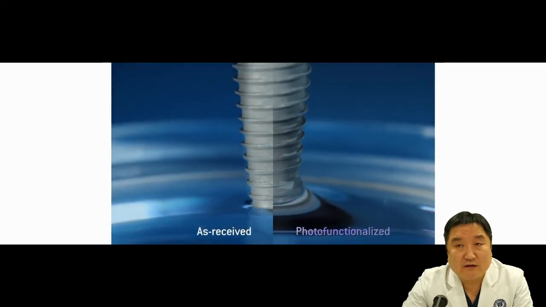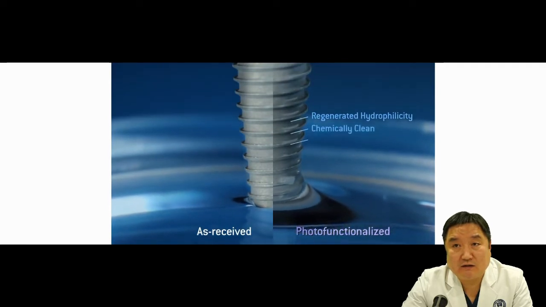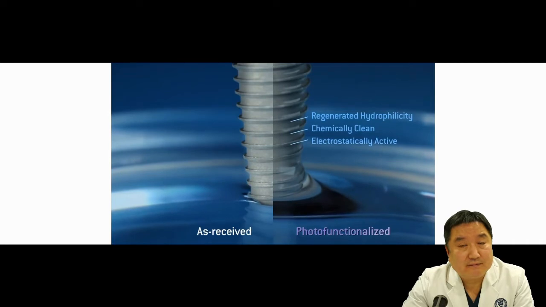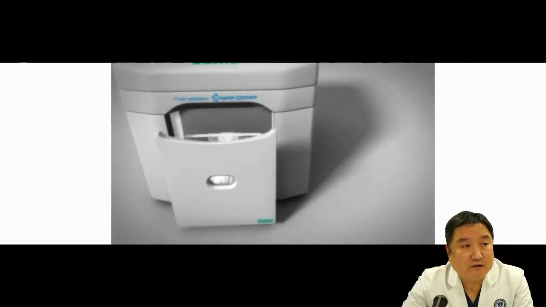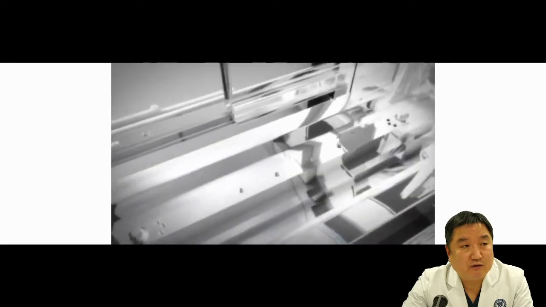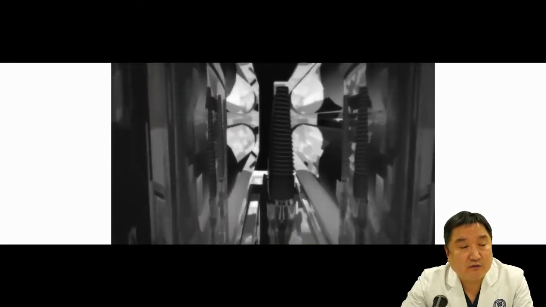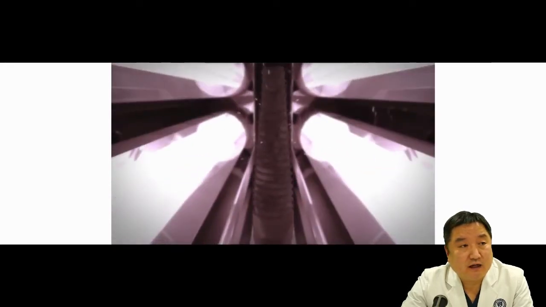This is another picture. It shows the changes. This is the machine that we use, manufactured by a company called Ushio in Japan. This is how the chamber looks, and each chamber has the light source, and it gives the irradiation to the implant surface.